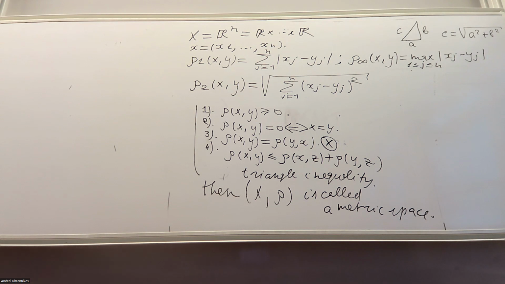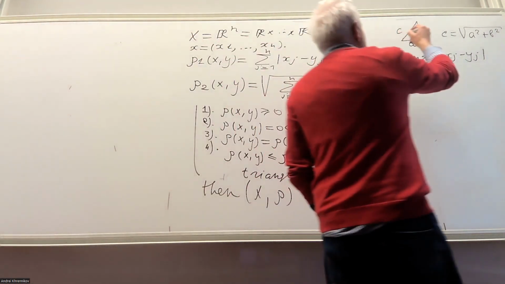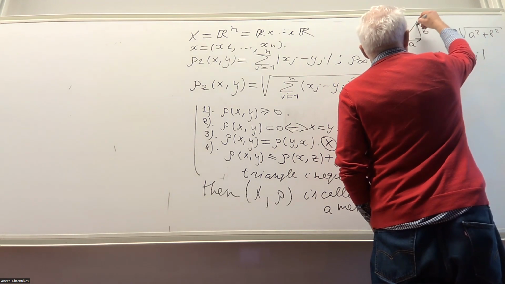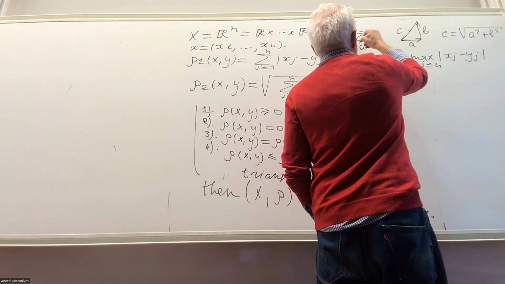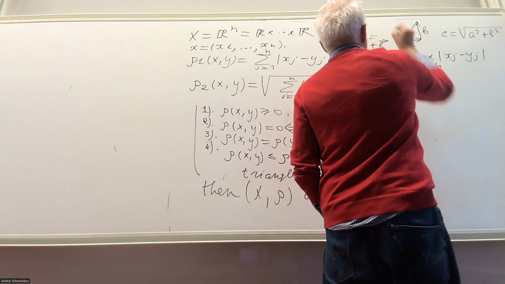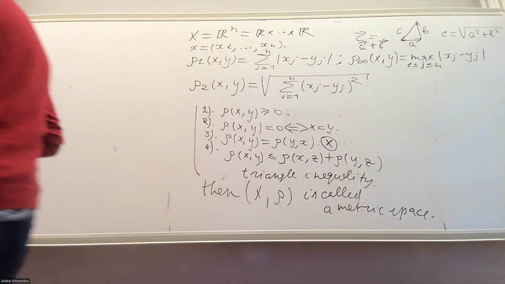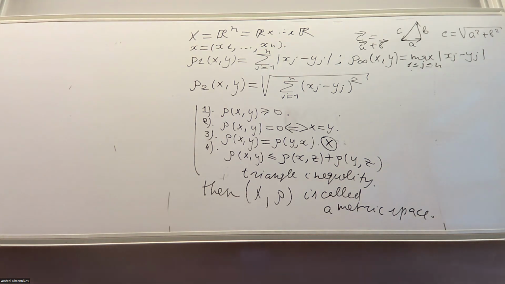And if you studied linear algebra, we can even consider vectors. And vector C is the sum of vector A plus vector B. Okay, so these are distances.